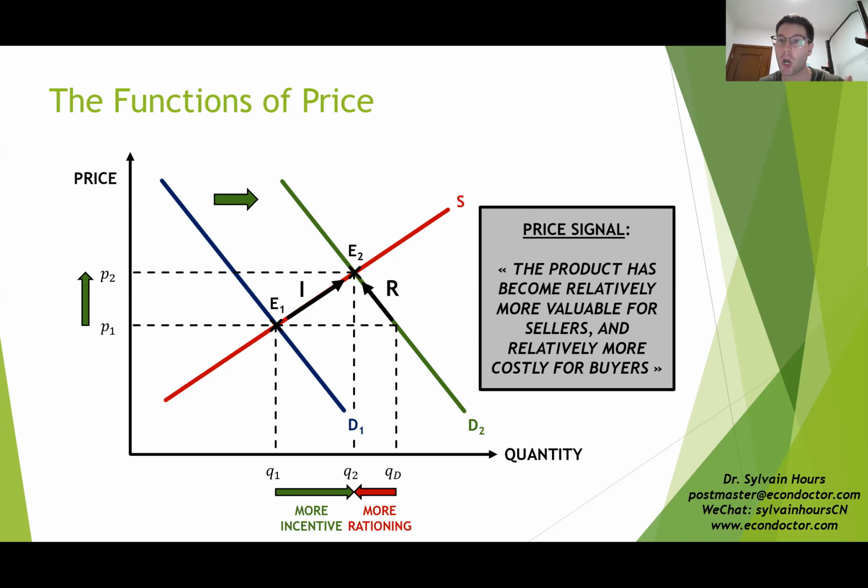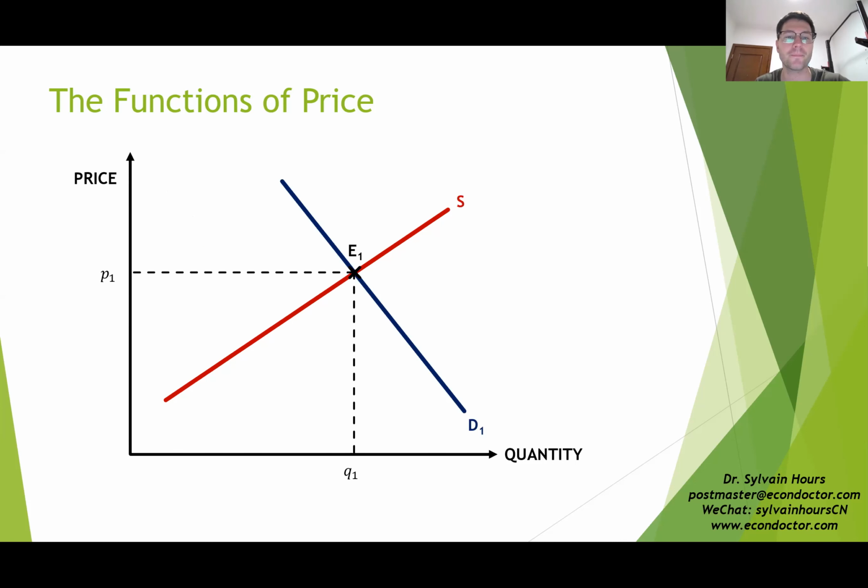And you see that the combination of this more rationing and more incentive will eliminate the shortage, simply because, remember, what is a shortage? Too many buyers, not enough sellers. Rationing means we have fewer buyers, and incentive, we have more sellers. So eventually the combination of these two effects will effectively eliminate the shortage and bring the market back to a new equilibrium.